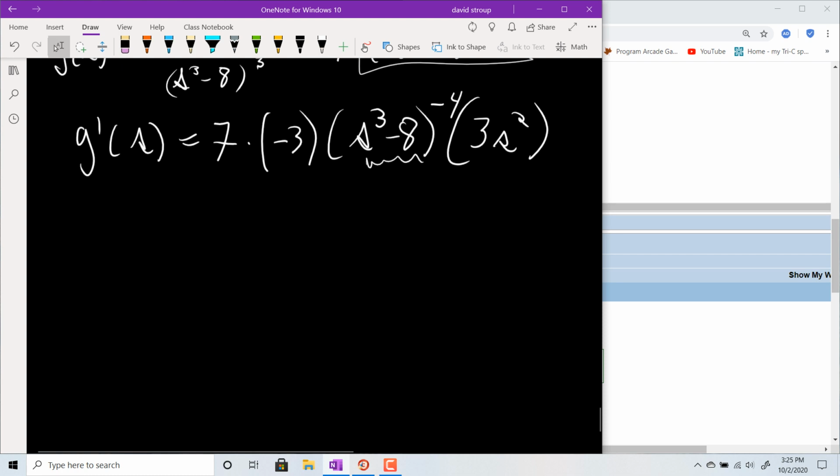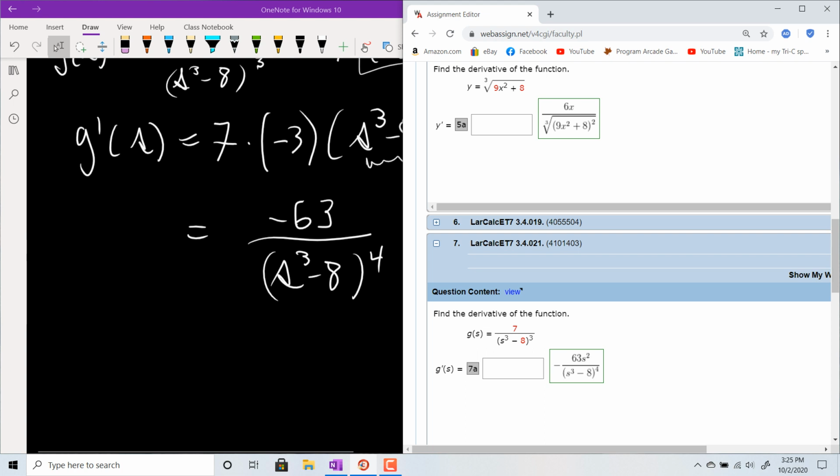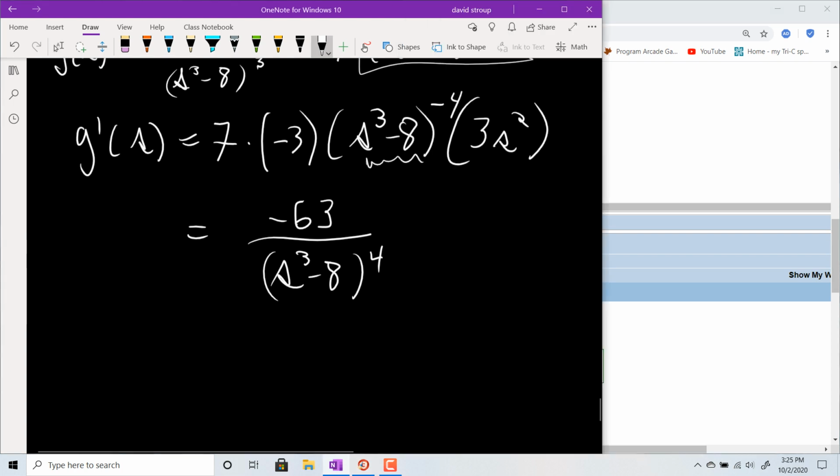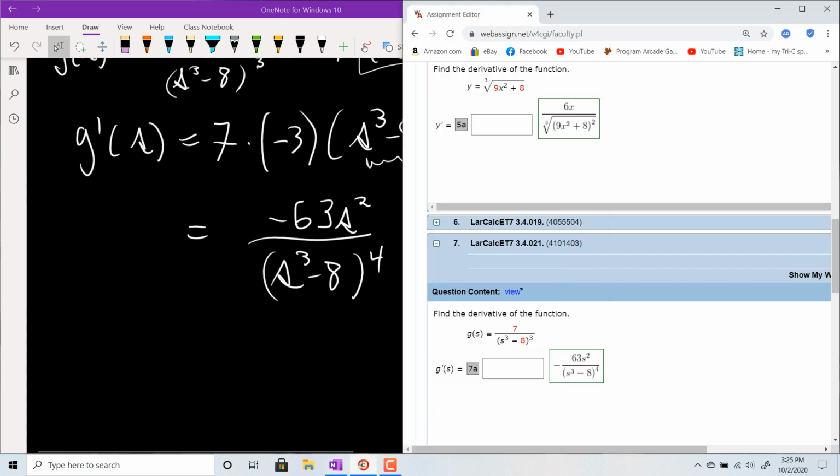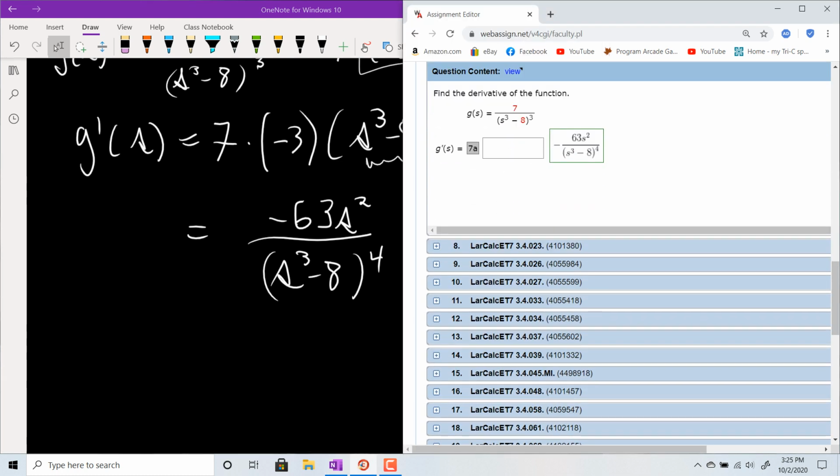Okay, and then you clean it up. So 3 times -3 is -9 times 7 is going to be 63 negative all over s cubed minus 8 now to the 4th power. Okay. Whoop, I lost my s squared. So take your time, don't be like me and be rushing through it and get wrong problems.